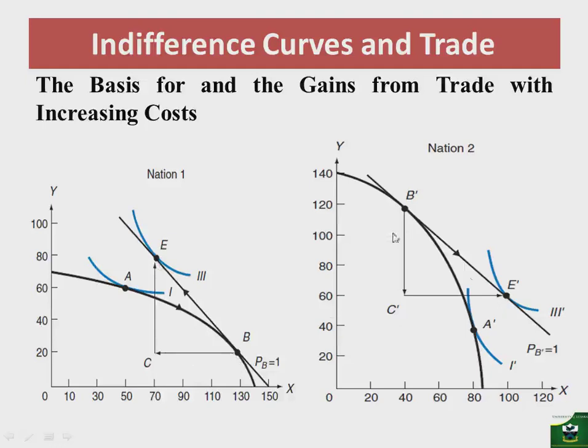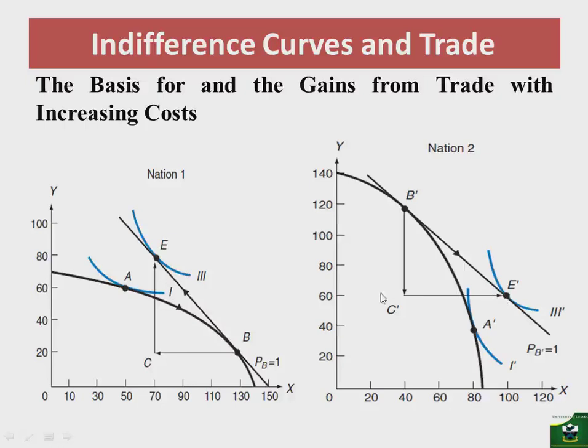If we go to nation 2, if nation 2 specializes in producing commodity Y, it will move all the way to point B until the world price, the international terms of trade for nation 2, equals that for nation 1, and this occurs at 1. In other words, for nation 2, the slope will be going up, increasing from 1/4 all the way to 1, while for nation 1, it will be declining down to 1. And at point B, if nation 2 trades 60Y for 60X, then nation 2 will consume at E prime.